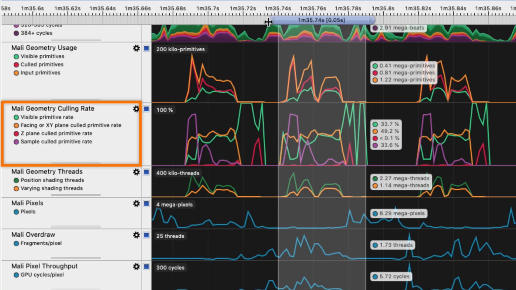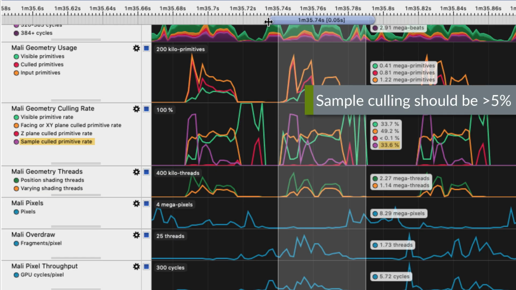Here we can see why primitives were culled. Around half are culled by the facing test, which is expected because these are the back-facing triangles of our 3D objects. What is more concerning is that over 33% of primitives were culled by the sample test. The sample test discards primitives that are too small to be rasterised. These primitives don't hit any sample points and are therefore considered invisible. Ideally, this number should be less than 5%.